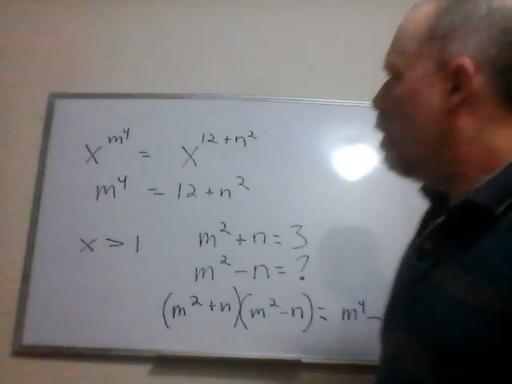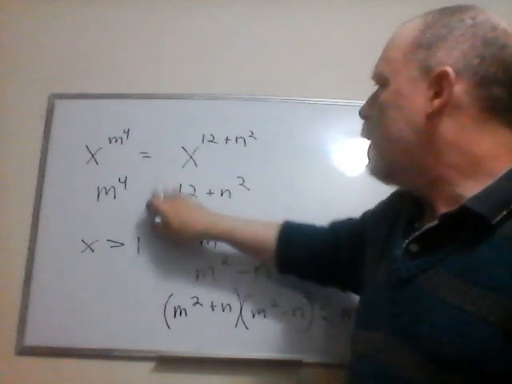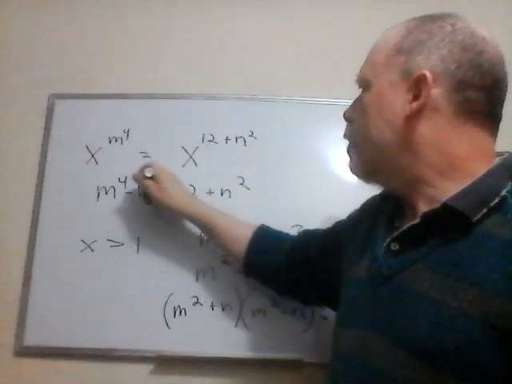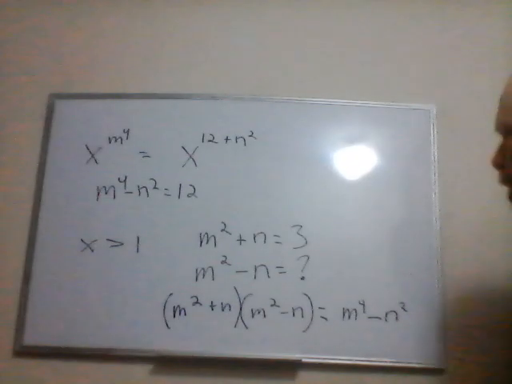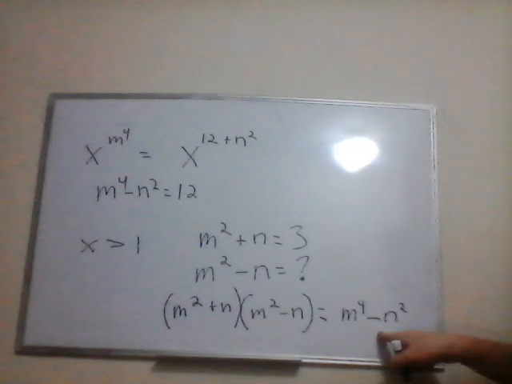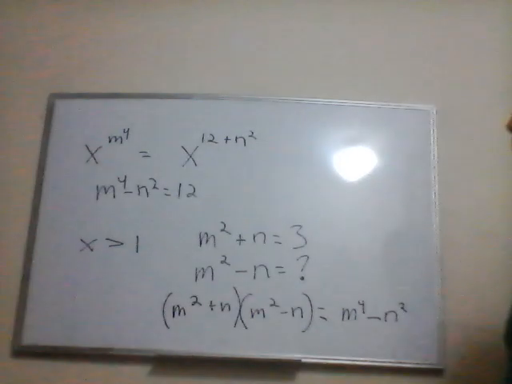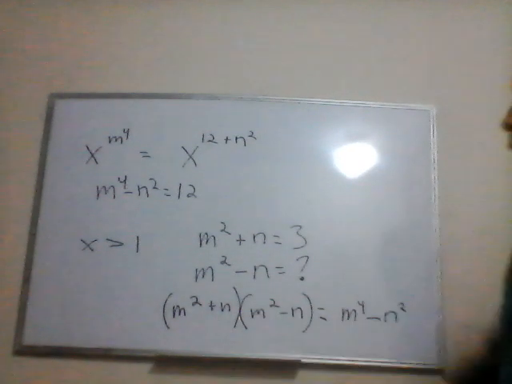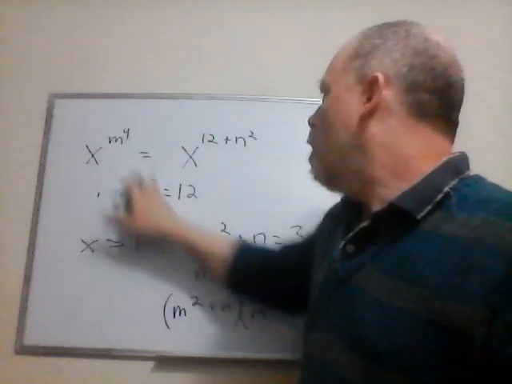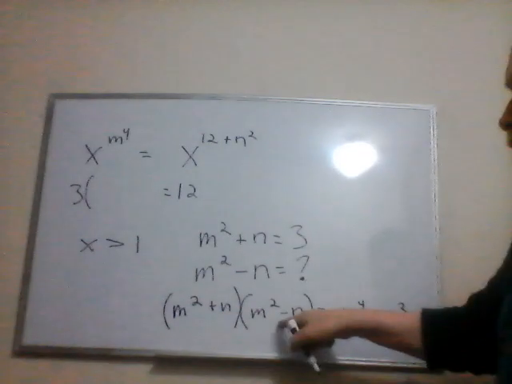Okay? From there, I can obviously move the n squared to the other side by subtracting it from both sides. M to the 4 minus n squared is going to be equal to 12. Okay? Wow. That's this. So what I can do is I can factor that to become this. What I'm going to do though is I'm going to skip a step. I'm going to call this one 3. It becomes 3 times m squared minus n.